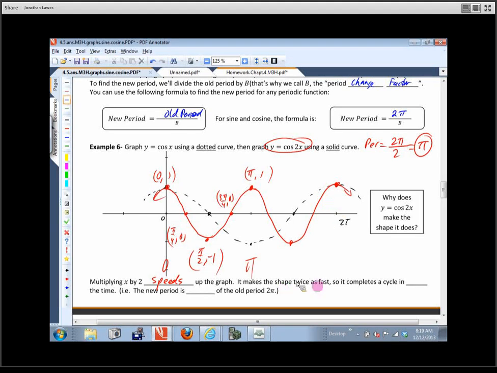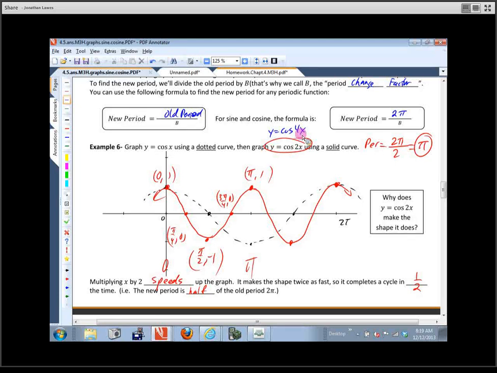So if it makes the shape twice as fast, if it goes through the angles twice as fast, it completes the cycle in 1/2 the time. So the new period is half of the old period. So what would happen if I did, let's say I did y equals, I'll do this in blue. Let's say I did y equals cosine of 4x. How much faster would it make this cycle? 4 times faster. So it would complete the cycle in 1/4 of the time.